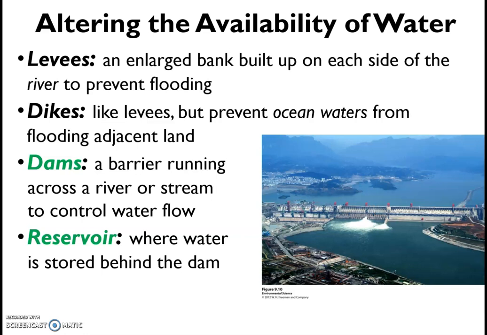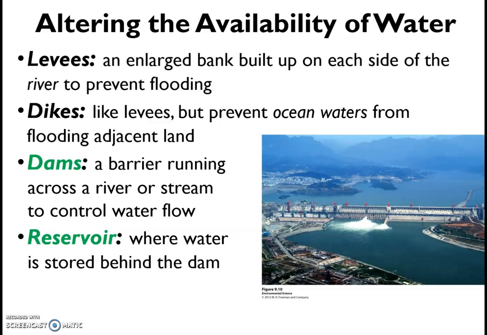You may have heard the term levee with regard to New Orleans and Hurricane Katrina, when the water surge was too much to prevent the flooding and exceeded the level of the levees. They weren't built high enough. So this is a nice-to-know term, but not a must-know term. Dikes are very much like levees, only they prevent ocean waters from flooding adjacent land.